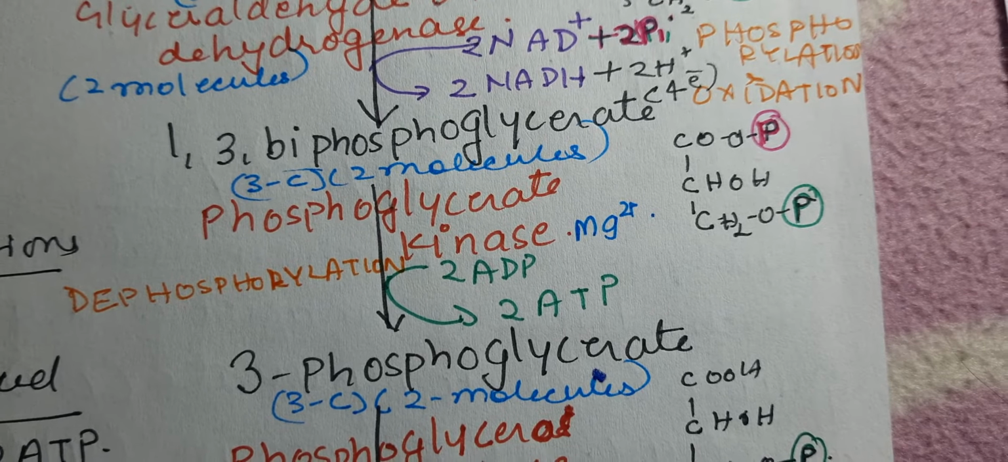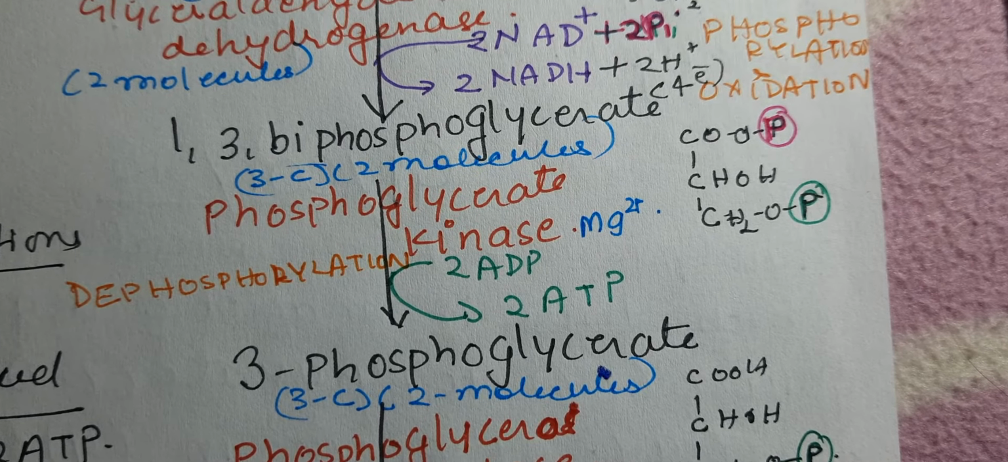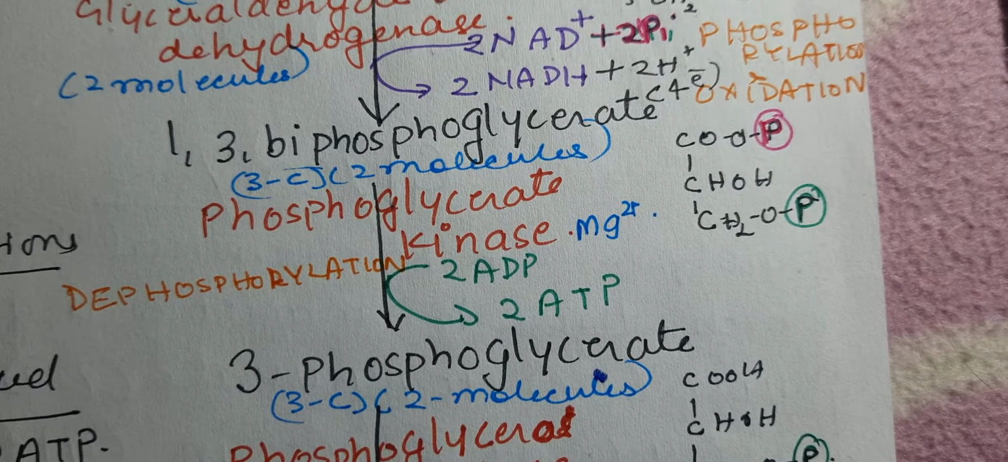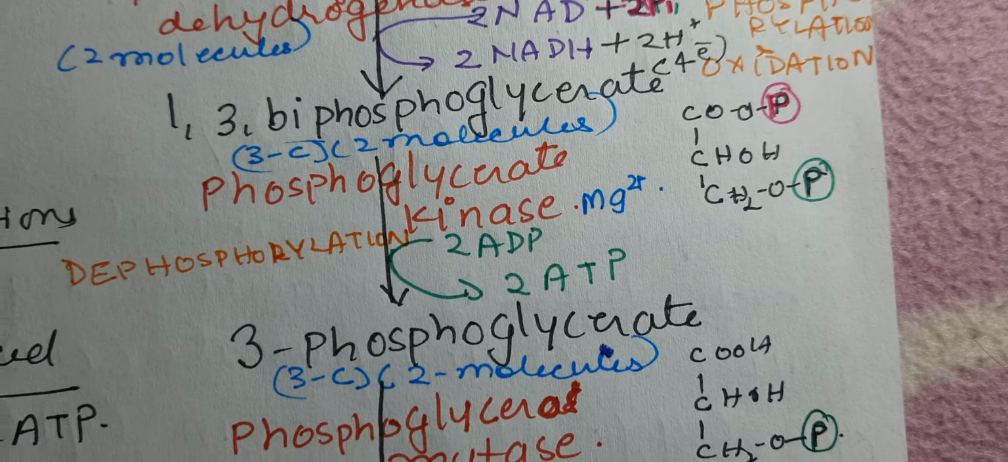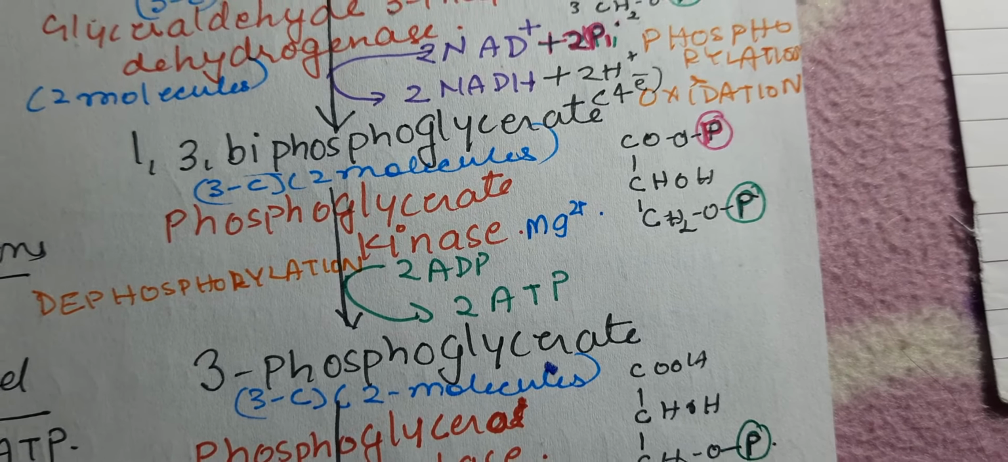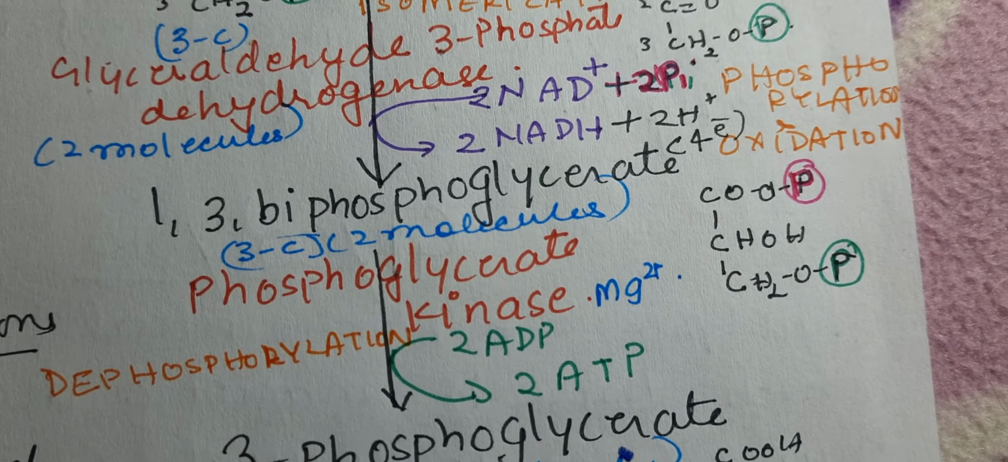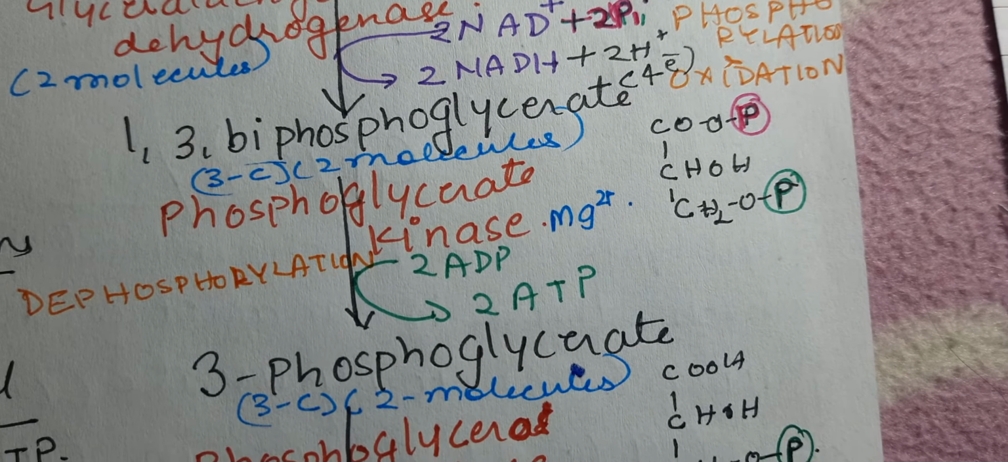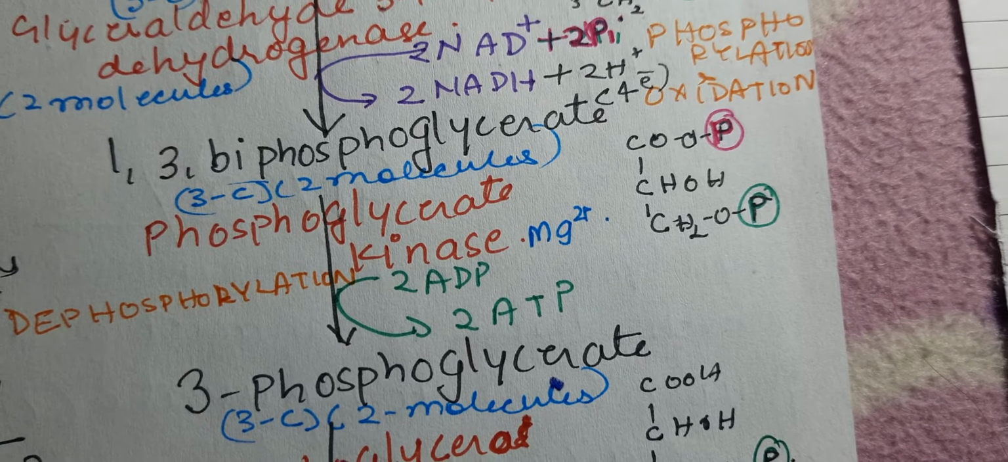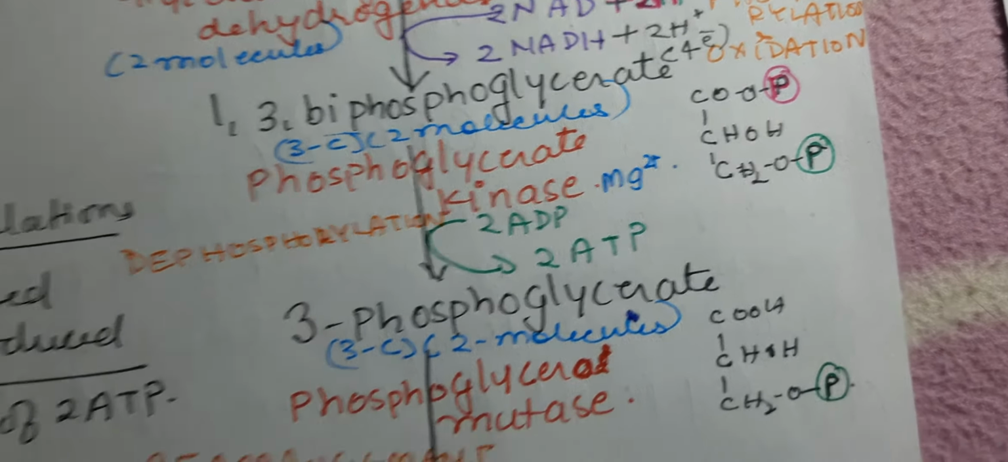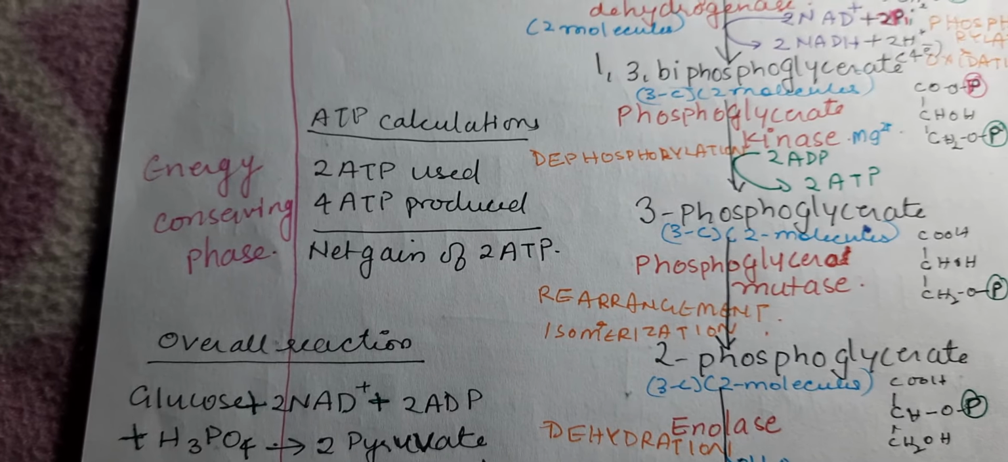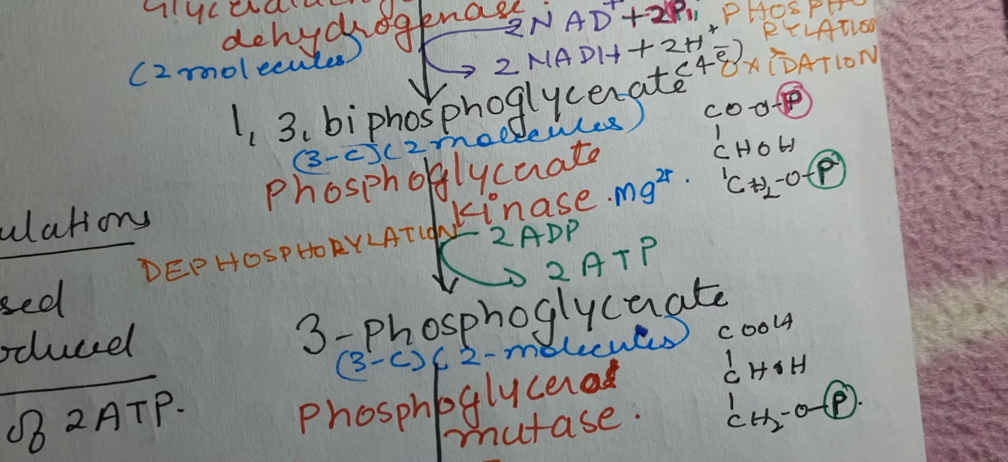This kinase is called phosphoglycerate kinase, which again uses magnesium as cofactor, and now the ADP is converted into ATP as the phosphorus is used up by ADP. So ADP is now forming the ATP. So 2 ATP are generated. So this is the energy conserving phase, okay.